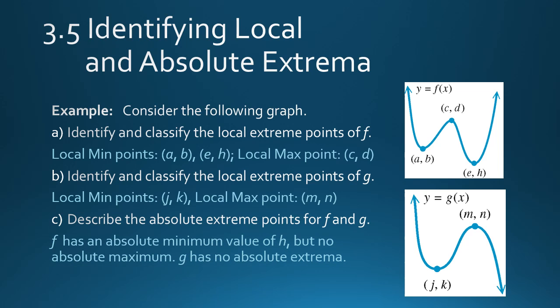Okay, function F does have an absolute minimum value, and the value is h. Remember, whenever they ask for the value, they want the y coordinate. So the point of the absolute minimum is EH, the value is h. It does not have an absolute maximum because the graph on both sides goes way up beyond point CD. And graph G of X has no absolute extremes. The graph extends in both directions, far above and far below those two local minimum points.